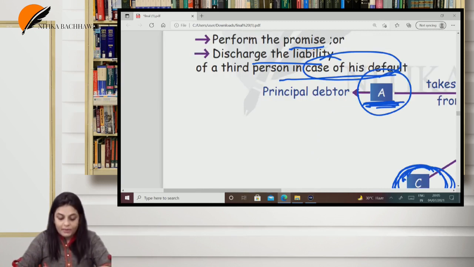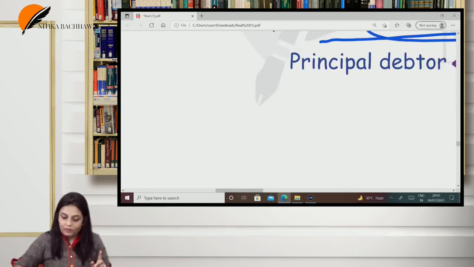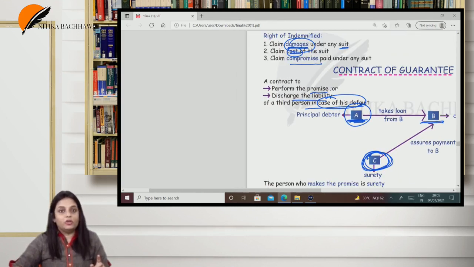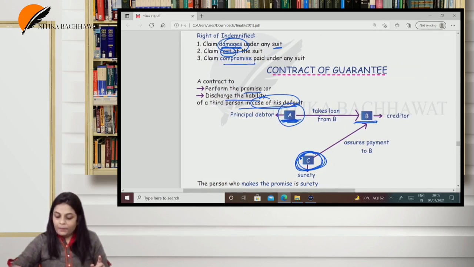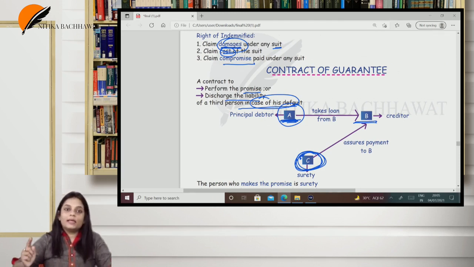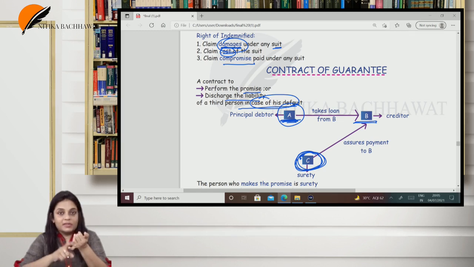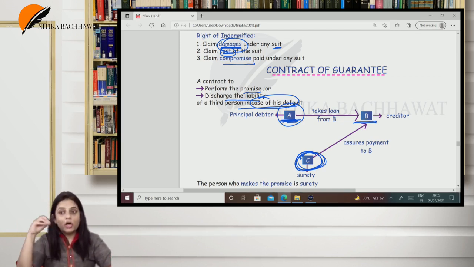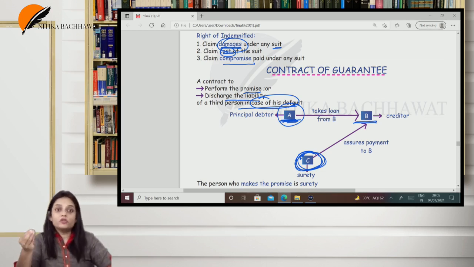So that is why we call him the principal debtor, because it is his duty to pay on the due date. Now if he fails to pay, then C will pay. So C has a secondary liability, and the third party is the creditor to whom the assurance is given. So basically the principal debtor is the person on whose behalf the assurance is given, the surety is the person who gives the assurance, and the creditor is the person to whom the assurance is given. So the surety gives an assurance to the creditor that if the principal debtor fails to pay, I will pay you, or if the principal debtor fails to perform, I will perform.